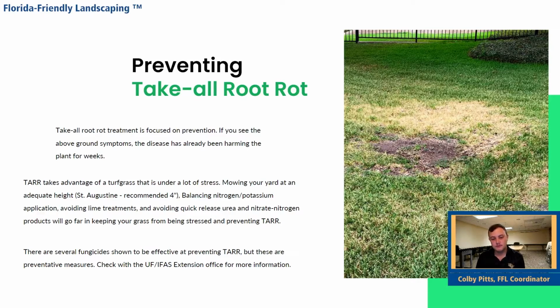We really want to balance our nitrogen and potassium. We want to avoid lime treatments because the fungus really likes that basic environment. We want to avoid quick-release urea and nitrogen products, and things like weed and feed. We want to stay away from those, because when you put your grass into that grow mode, along with putting some kind of pesticide on it, that does stress the grass out. Even though the grass is growing, that growing is a stressor for your grass.